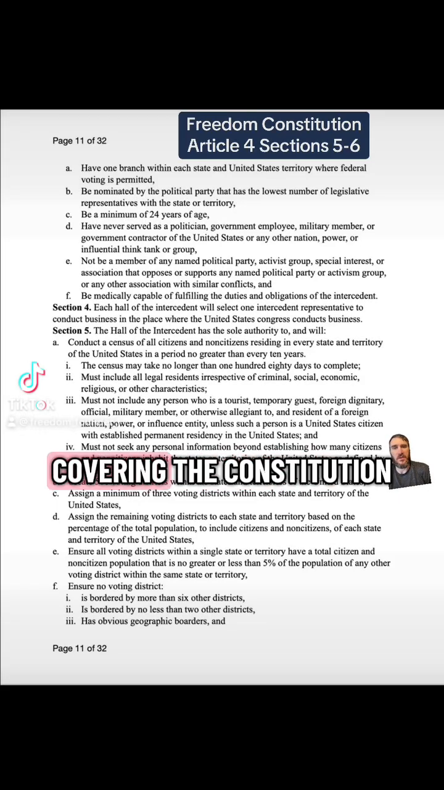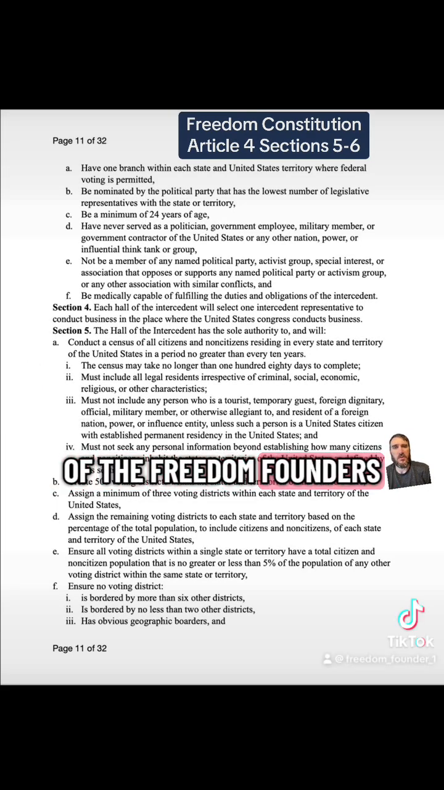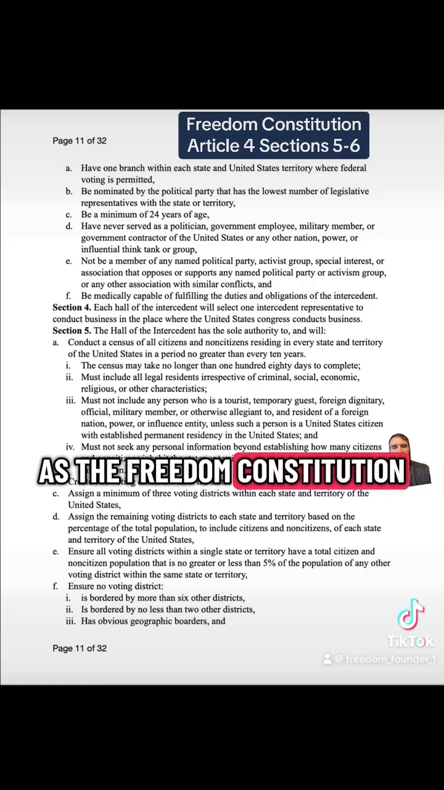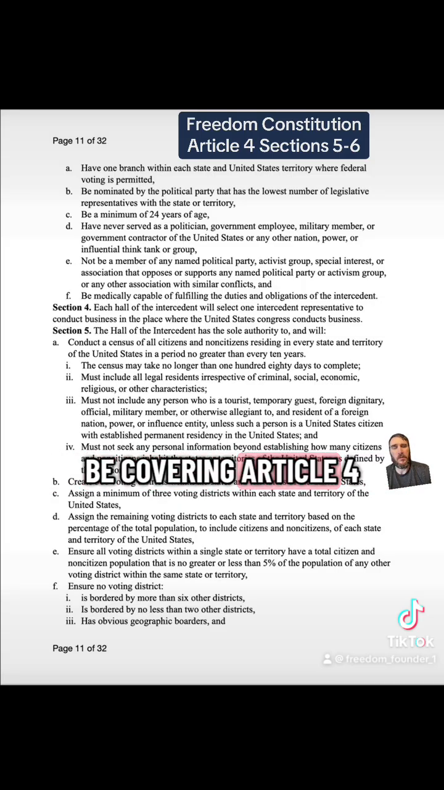Welcome back to my series covering the Constitution of the Freedom Founders of the United States of America, more commonly known as the Freedom Constitution. Today we will be covering Article 4, Sections 5 and 6. Section 5 covers the census, and Section 6 covers the Hall of the Intercedent.